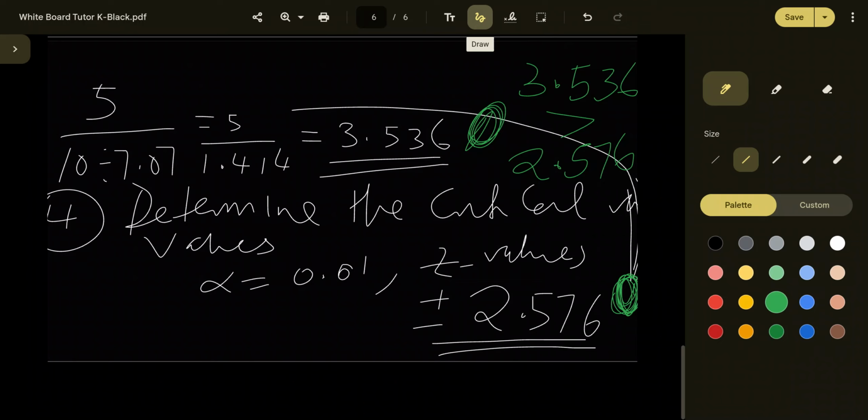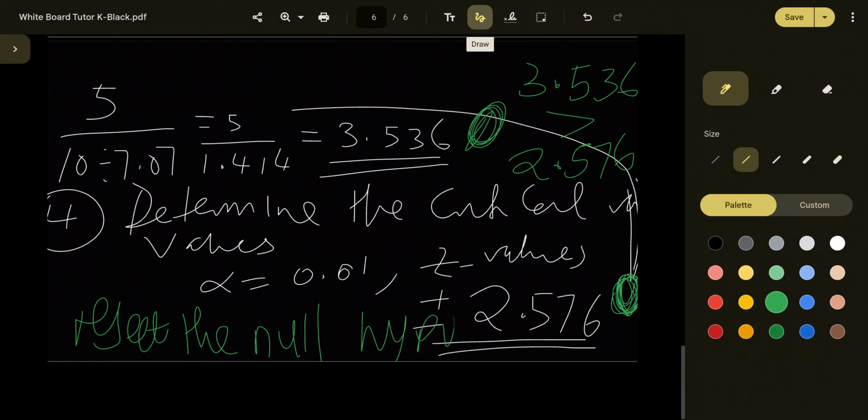So now, since that value is greater, we are going to do what? We are going to reject the null hypothesis. Okay, that is our decision. We are going to reject the null hypothesis. Then what will be our conclusion, since we are rejecting it?